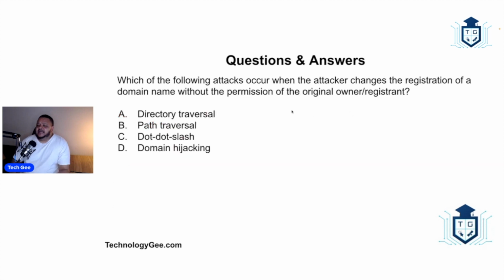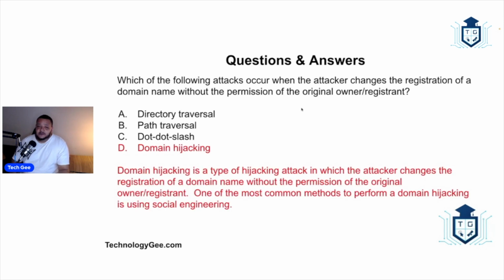Which of the following attacks occurs when the attacker changes the registration of a domain name without the permission of the original owner or registrant? Would this be a directory traversal, path traversal, slash attack, or domain hijacking? This will be domain hijacking. One of the most common methods to perform a domain hijacking is by way of social engineering.